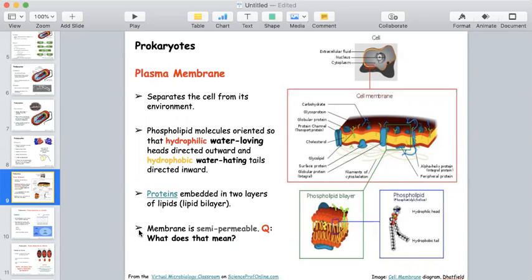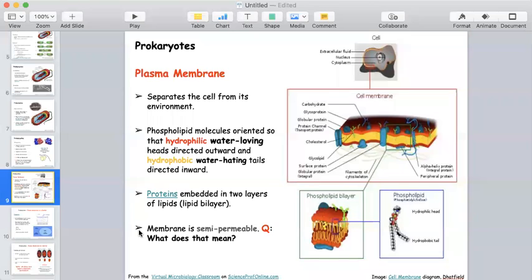What does semi-permeable mean? Only some objects are allowed to pass through. Sure, absolutely. So we talked about that. That's semi-permeable. Some of your books might say selectively permeable. Only certain things are going to be able to readily pass through that membrane without assistance.